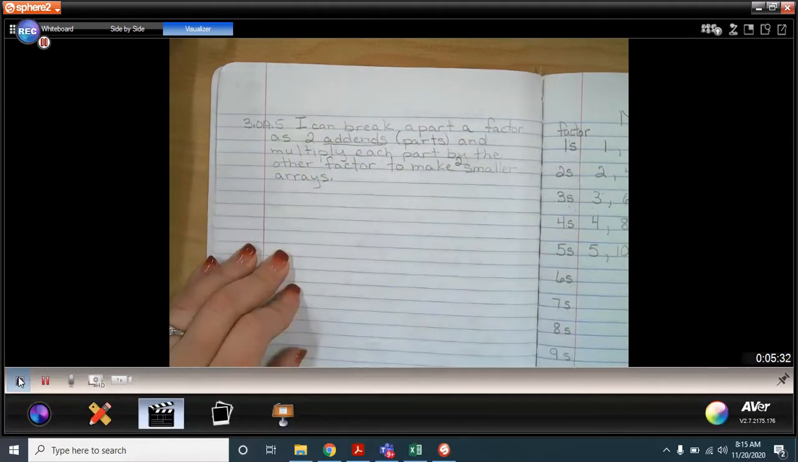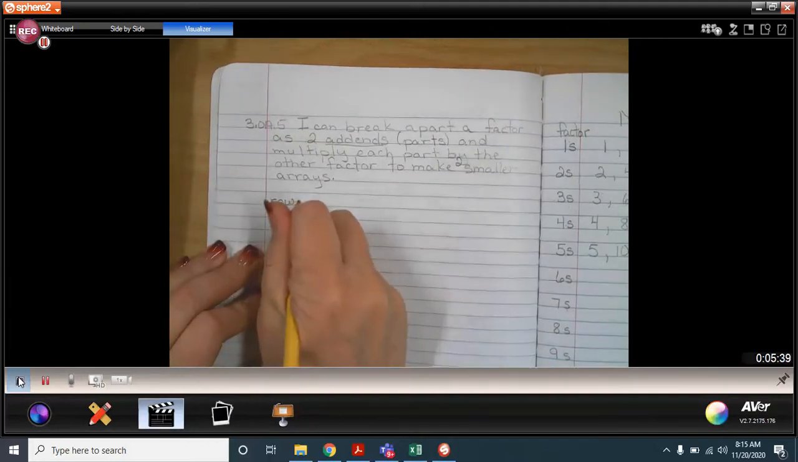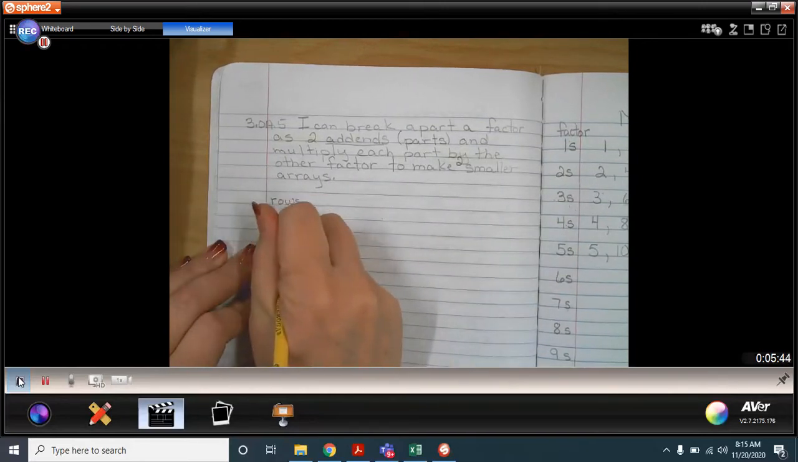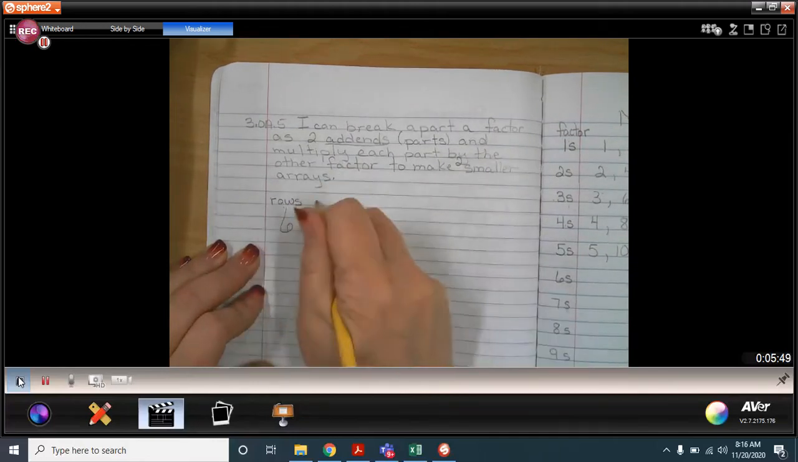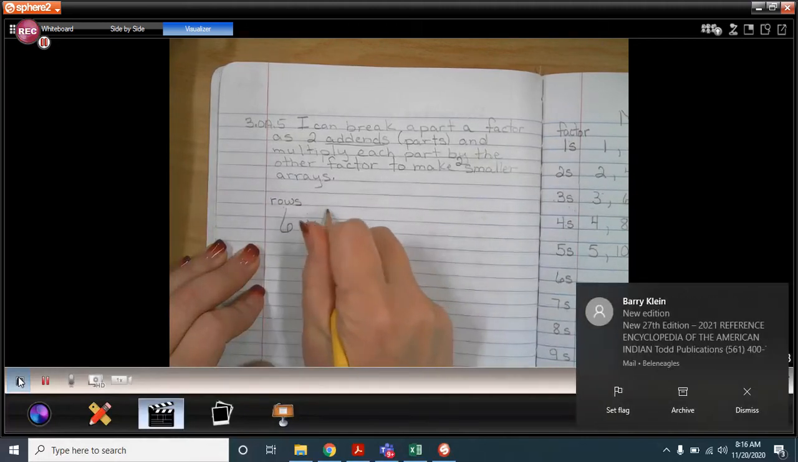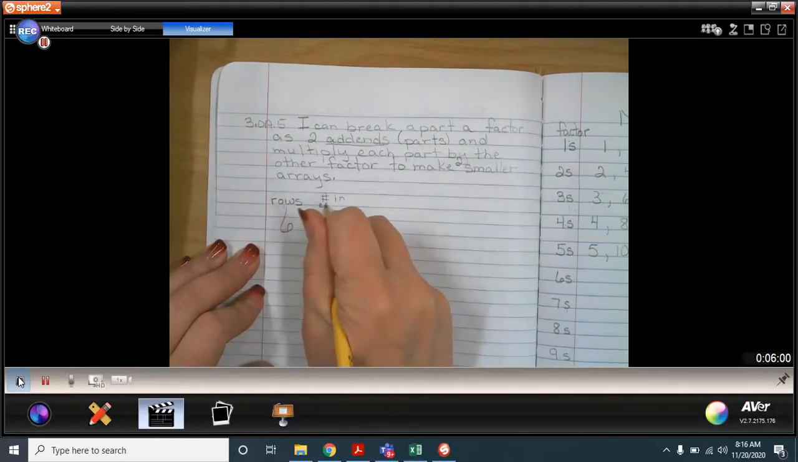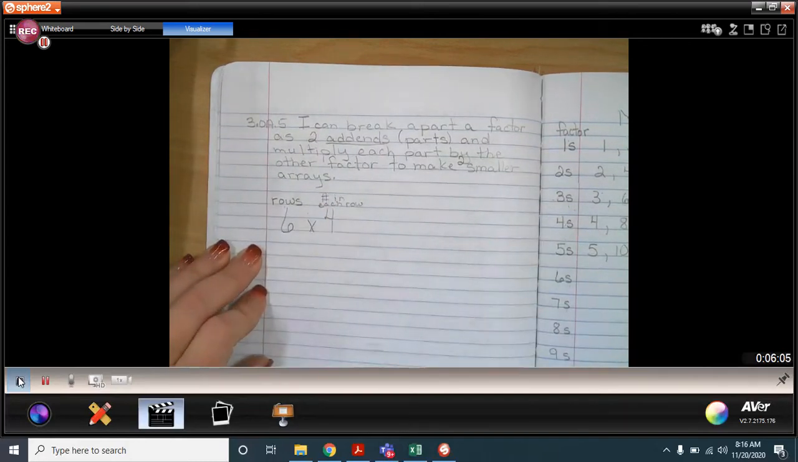Here, two smaller arrays. What I mean by that is we have a multiplication sentence. Our first factor tells me my rows. I'm just going to write a 6 here. And my second factor, I'm going to use a multiplication symbol here. My second factor tells me the number in each row or group. In this case, it's going to be rows because we're doing arrays.